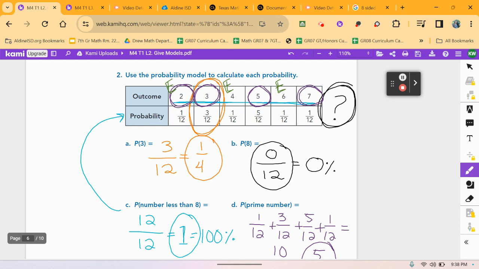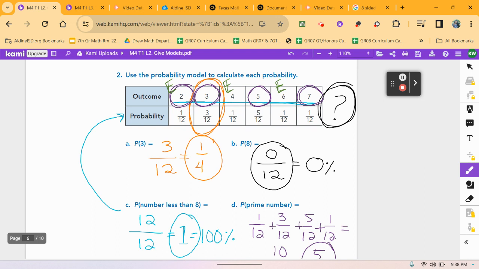For B, the probability of rolling an 8, we got 0 out of 12. Well, why is that? Do we see an 8 as an outcome option? No, we do not. So we know that there is no chance that that can be rolled. So 0 out of 12 is equal to 0% or 0.